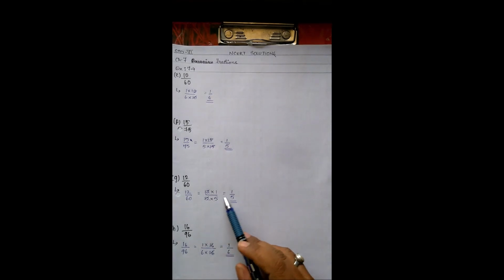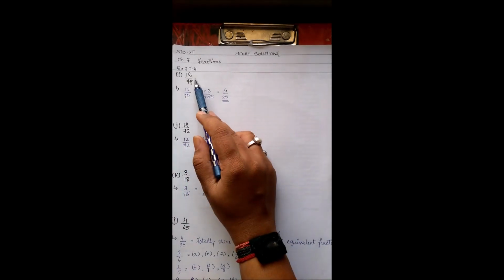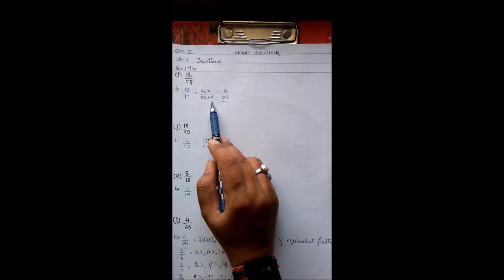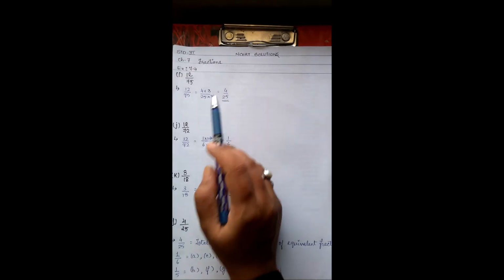So 12 will cut, so it will become 1 upon 5. 16 upon 96. So 1 into 16 and 6 into 16. 16 will cut, so it will become 1 upon 6. Then 12 upon 75. 4 into 3, 12. 25 into 3, 75. 3 will cut, so it will become 4 upon 25.